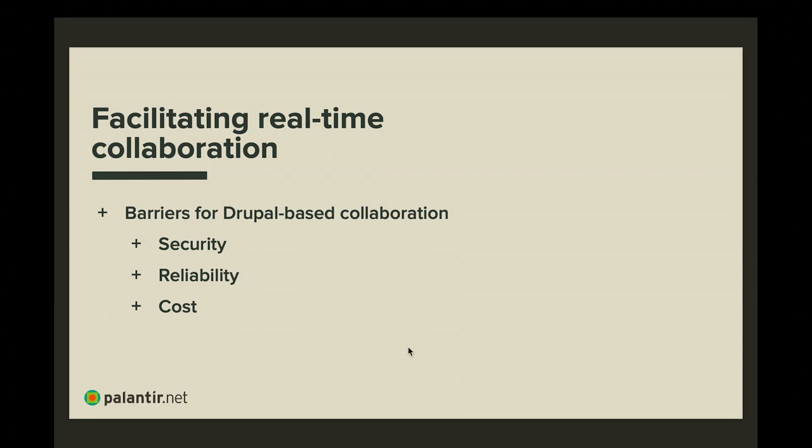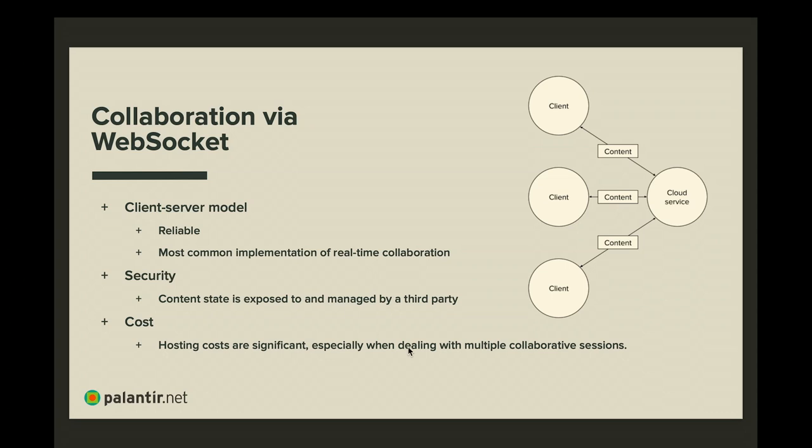So let's talk about it. What are the barriers for doing this? What does it take to actually implement collaboration? So this is why CKEditor 5 doesn't work for government. They are using a client approach model, which simply means, hey, you can pay for their service, which has collaborative editing baked into it, and every time you make a change, that change gets pushed up to their cloud, and then pushed back down to everybody else who's connected to it. It's very reliable. It's very, very common. It's used all over the place. But your content state is exposed to and managed by a third-party service.